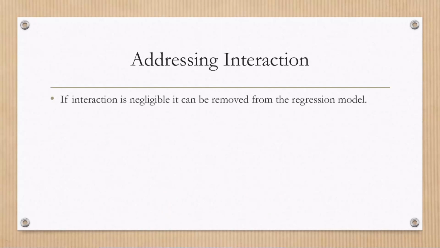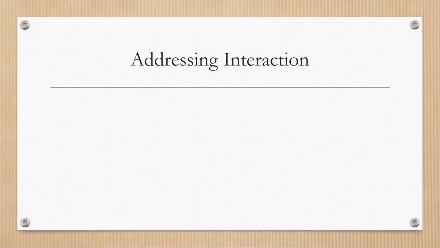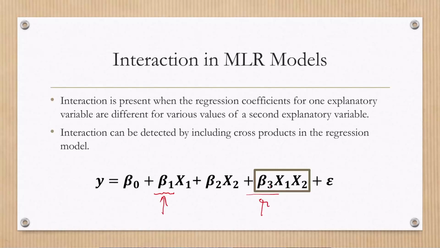If interaction is negligible, then we can remove it from the regression model. So if we do an exploration of this interaction, and we find that beta 3 is almost zero, approximately zero, then what we can do is take interaction out and rerun the model.